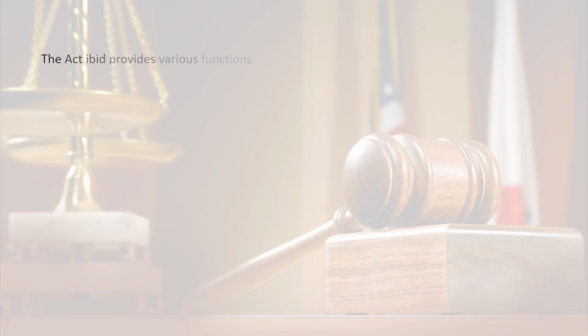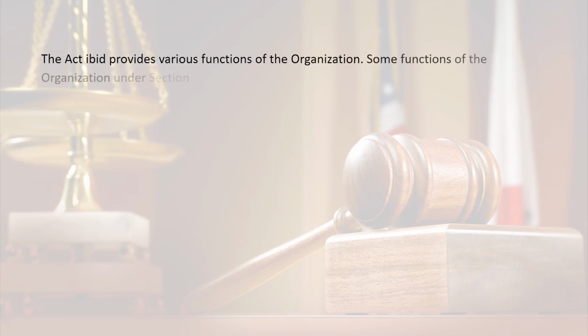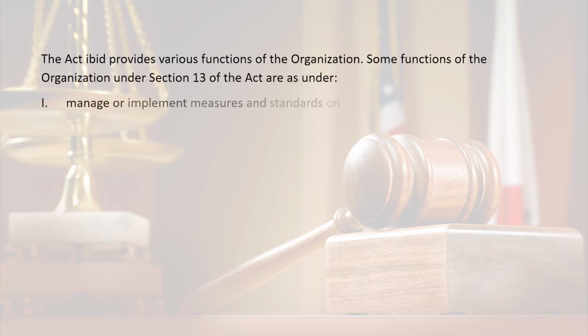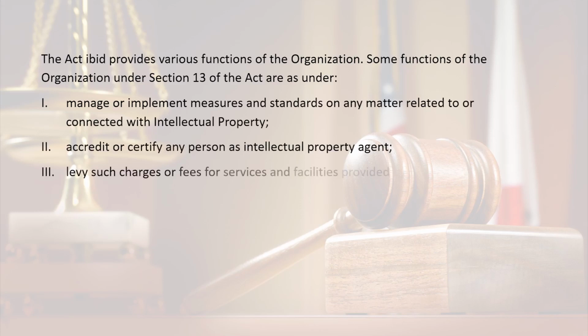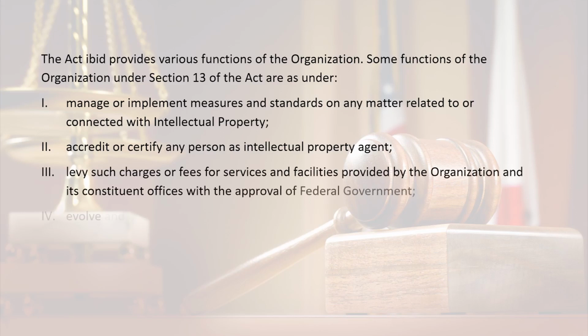The Act IBID provides various functions of the organization. Some functions of the organization under Section 13 of the Act are as under: 1. Manage or implement measures and standards on any matter related to or connected with intellectual property. 2. Accredit or certify any person as intellectual property agent. 3. Levy such charges or fees for services and facilities provided by the organization and its constituent offices with the approval of federal government.